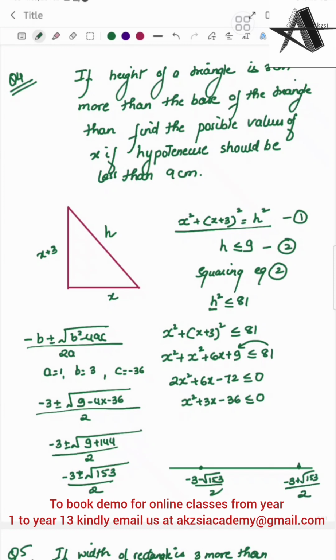Now when I draw it, it will be divided into three regions: positive, negative, positive. But our inequality was less than or equal to, which means we need to select the negative region. So the value of x will lie in between. That is, x should be greater than or equal to negative 3 minus root 153 by 2, and x should be less than or equal to negative 3 plus root 153 by 2.